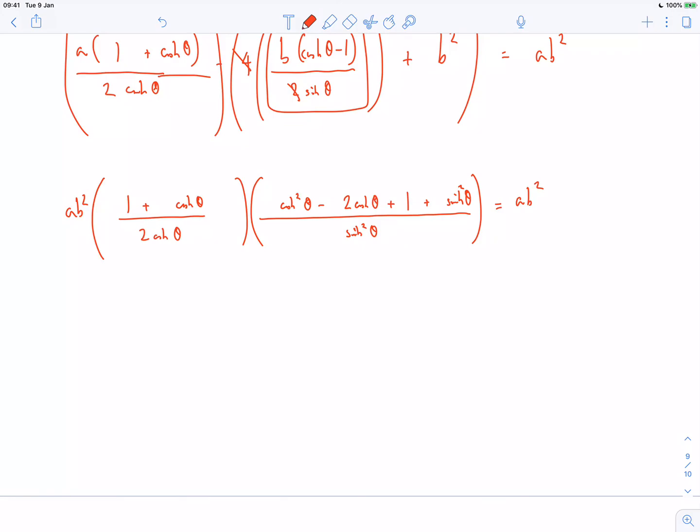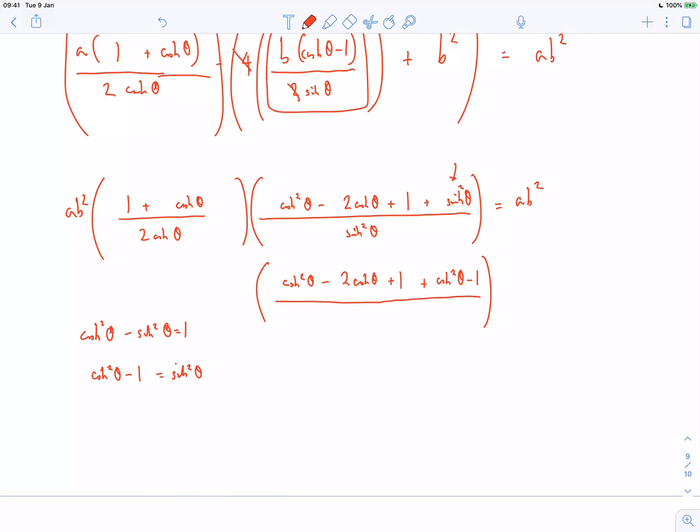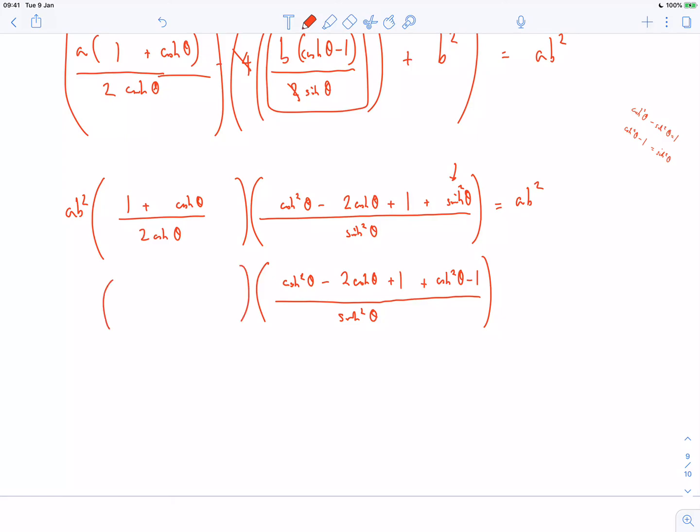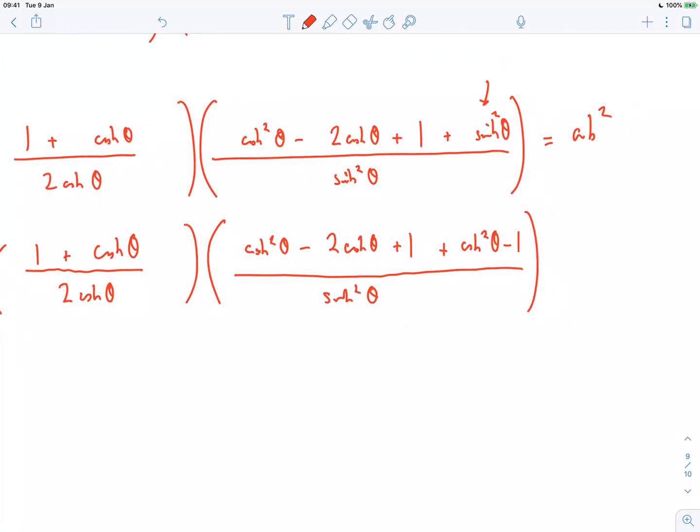Right. So let's deal with this then. Let's turn this sine squared into a cos squared. So cos squared theta plus sine squared theta equals 1, which means cos squared theta minus 1 equals minus sine squared. So this whole thing on the right-hand side becomes cos squared of theta minus 2 cos theta plus 1 plus sine squared, which is cos squared theta minus 1, and this is all over sine squared theta. Okay, this is a thought bubble. I don't need this. Whack it over here, make it small. This is still 1 plus cos of theta all over 2 cos of theta.